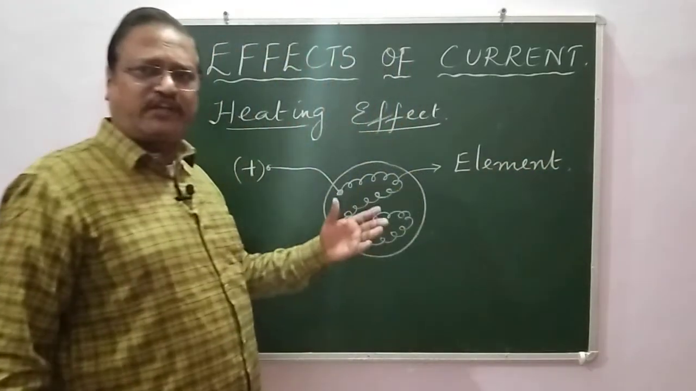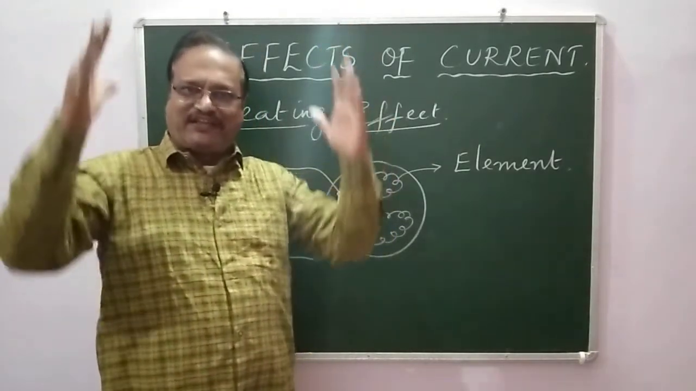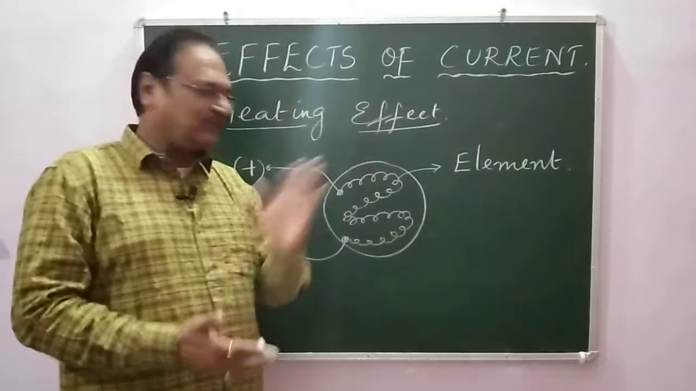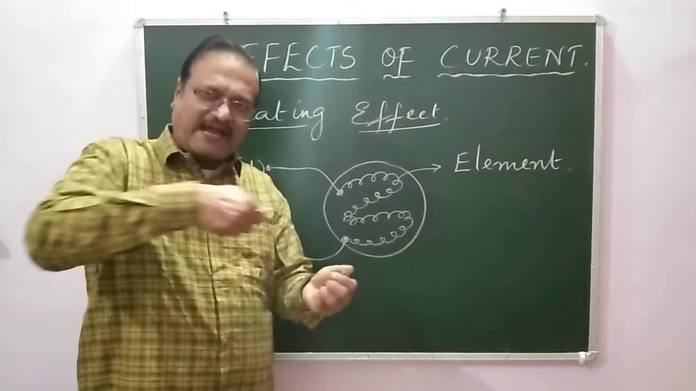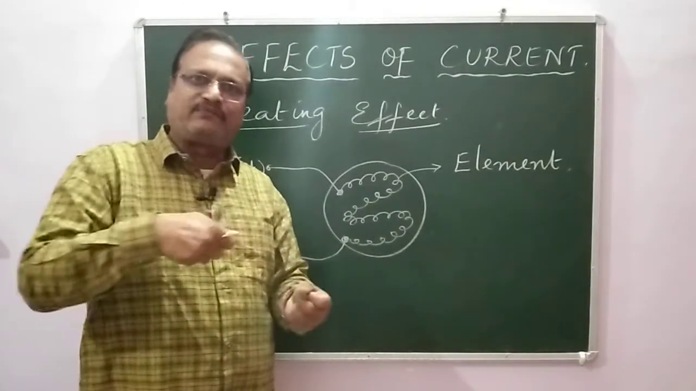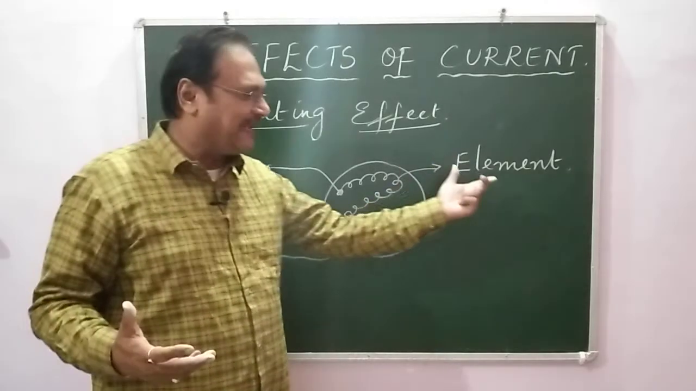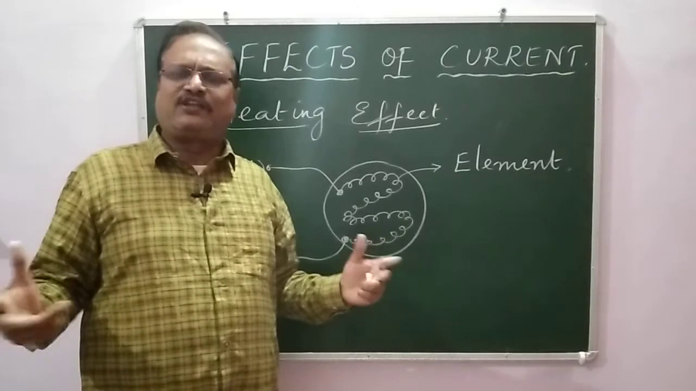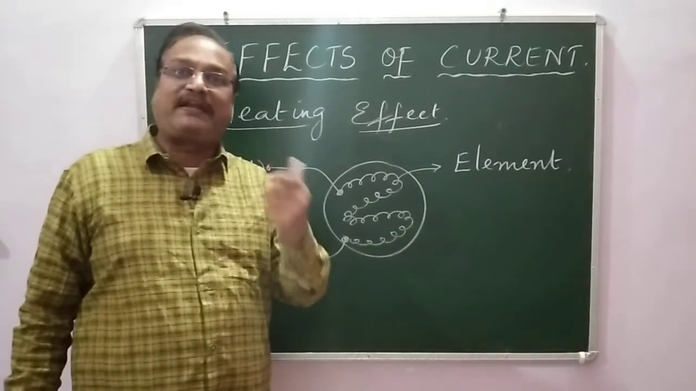This is used in a geyser. For a water heater, the geyser uses an element. Yes, the heater coil uses an element. Even our iron box, with which we iron our clothes, also uses an element. This is called an element. What is an element actually? It is also a metal, but it is a special type of metal.